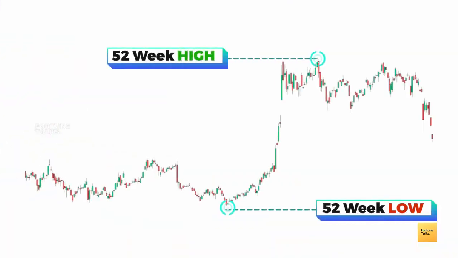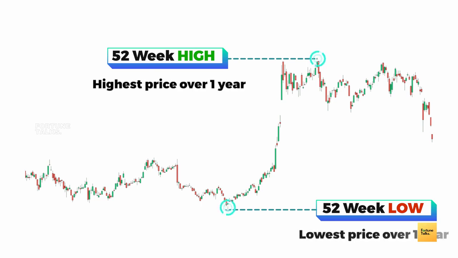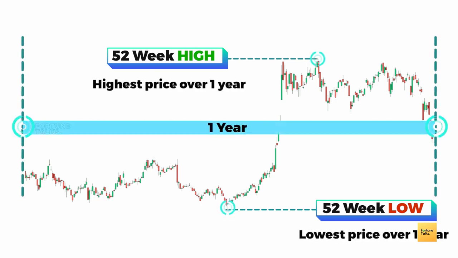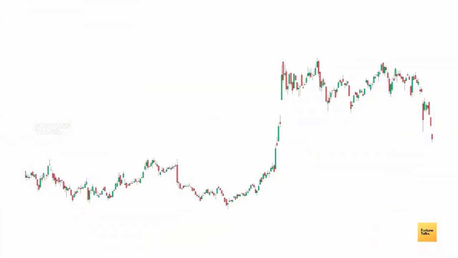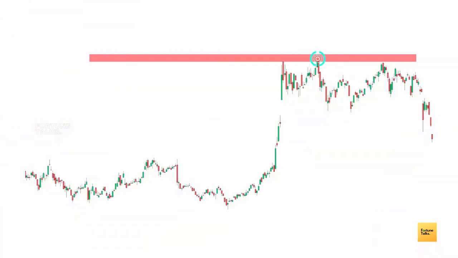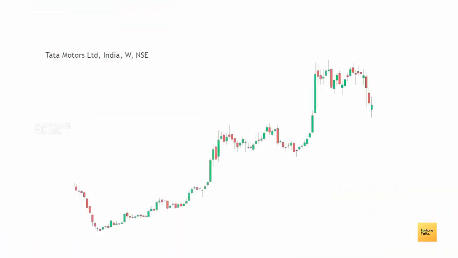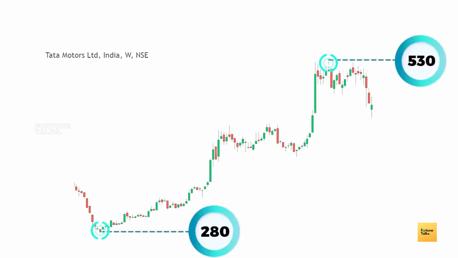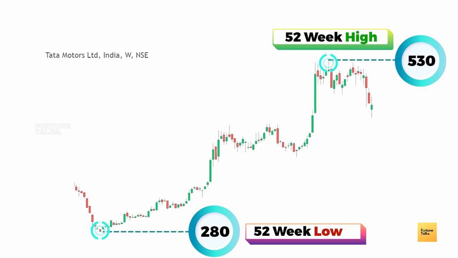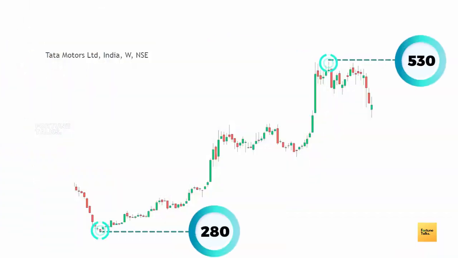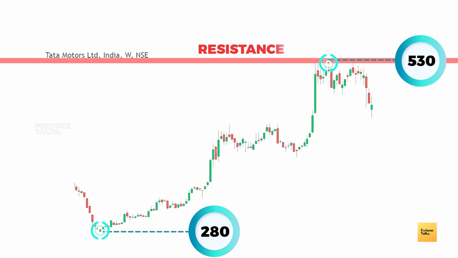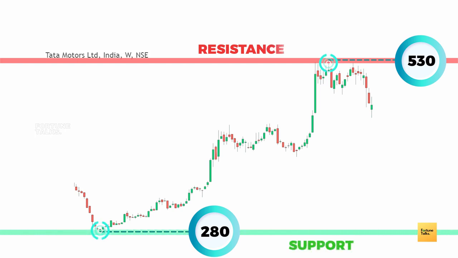The 52-week high or low is the highest and lowest price at which a stock or a security has traded during the time period of 1 year. Typically, the 52-week high represents a resistance level, while the 52-week low is a support level. Suppose that Tata Motors trades at a peak of 530 rupees and a low of 280 rupees in a year. Then, its 52-week high price is 530 rupees and 52-week low is 280 rupees. Typically, 530 is considered a resistance level, while 280 is considered a support level.